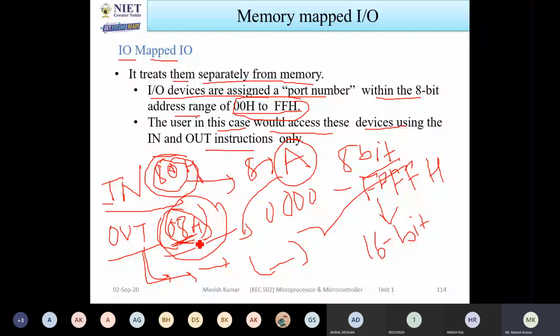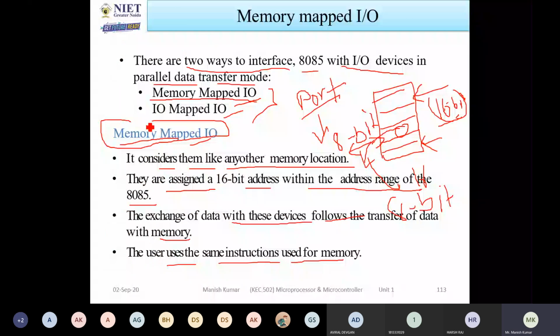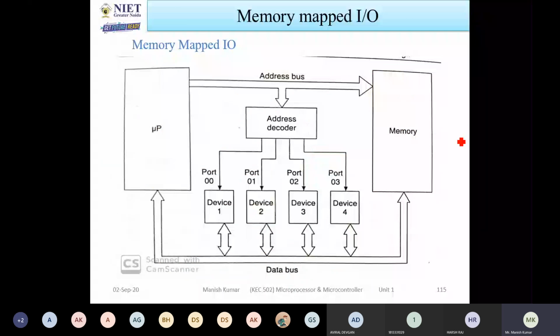What is the difference between memory mapped input output and input output mapped input output? In input output mapped input output, separate input output devices will be there. But in the case of memory mapped input output, you are using memory as an input or output. Okay, so in this way you can differentiate them. Now you can see the block diagram of this. This is the broad picture of that.